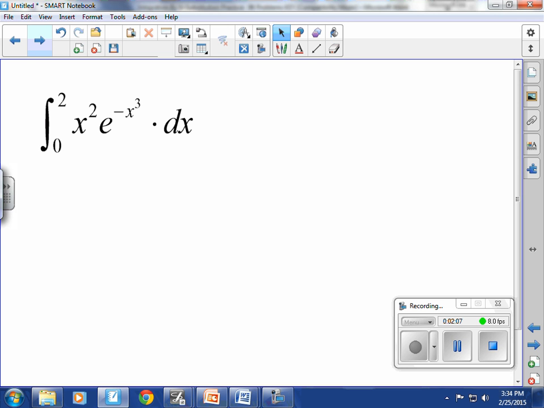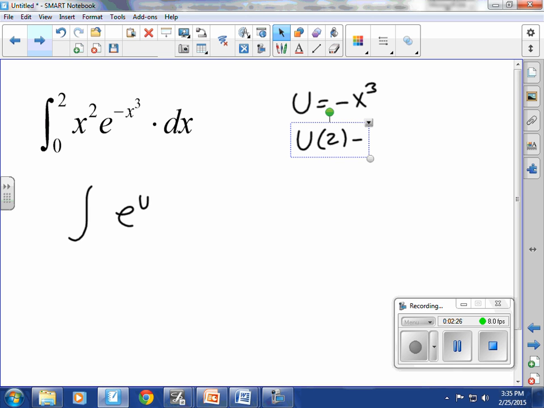Here I have an exponential function, and in an exponential function, I'm always going to let u be that exponent. So u in this case is going to be negative x cubed. So in the rewriting process, this is going to become e to the u. If I plug the 2 into my new u function, that upper limit will become negative 8. If I plug the 0 in, that lower limit stays 0.